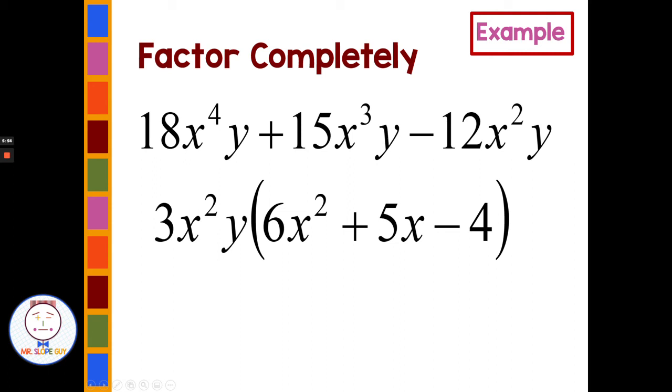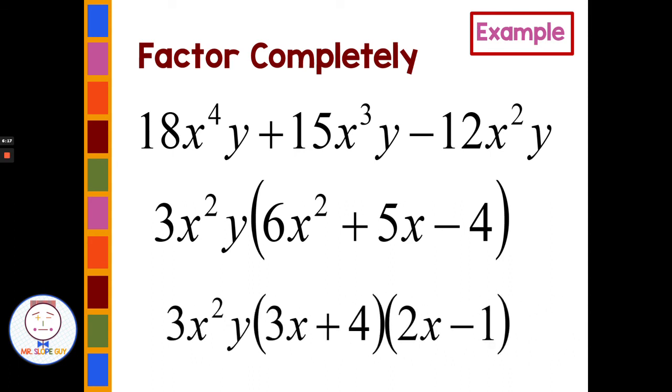So now I have to look for a method of listing all the factors of 6x squared, like 6x and x, or 3x and 2x, and all the factors of -4, like -4 and 1, or -1 and 4. So I have to look for a different list of factors, and if I go through my list of all my different options, the one that works is 3x plus 4 times 2x minus 1.